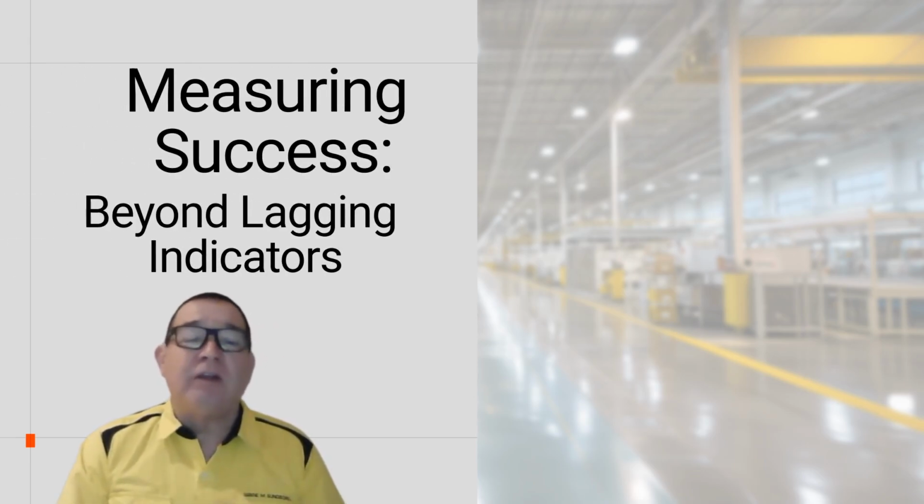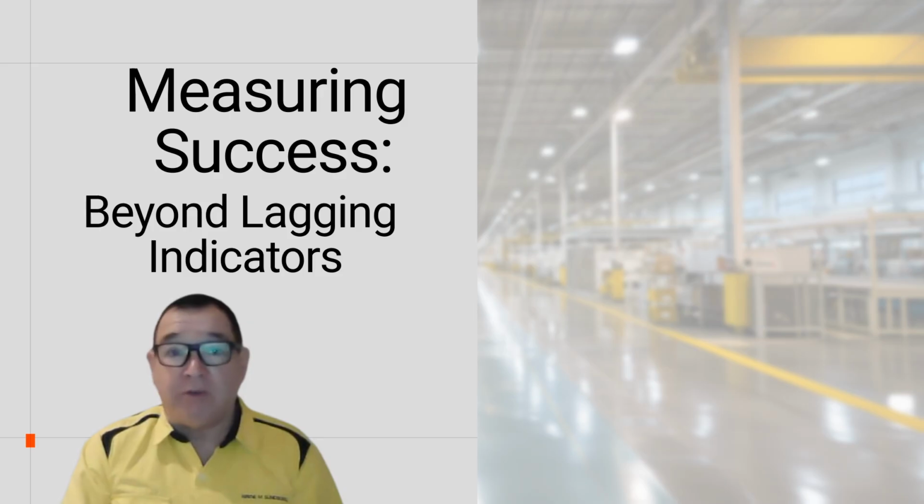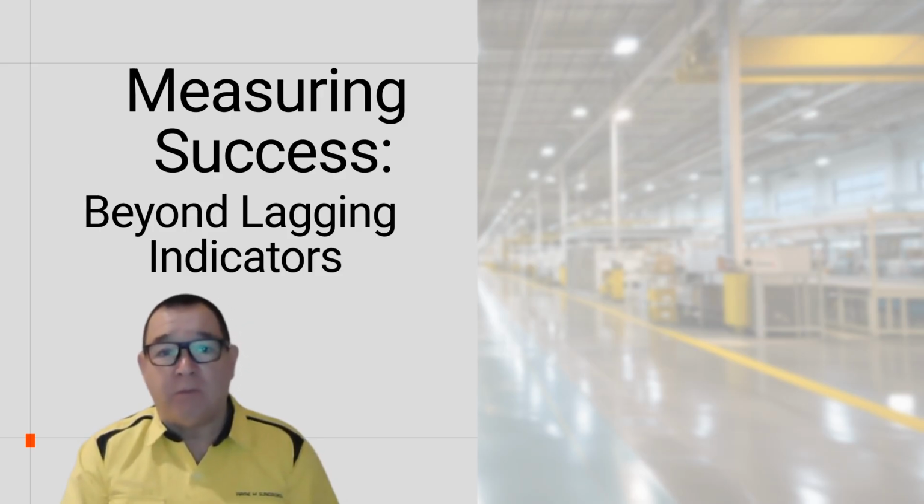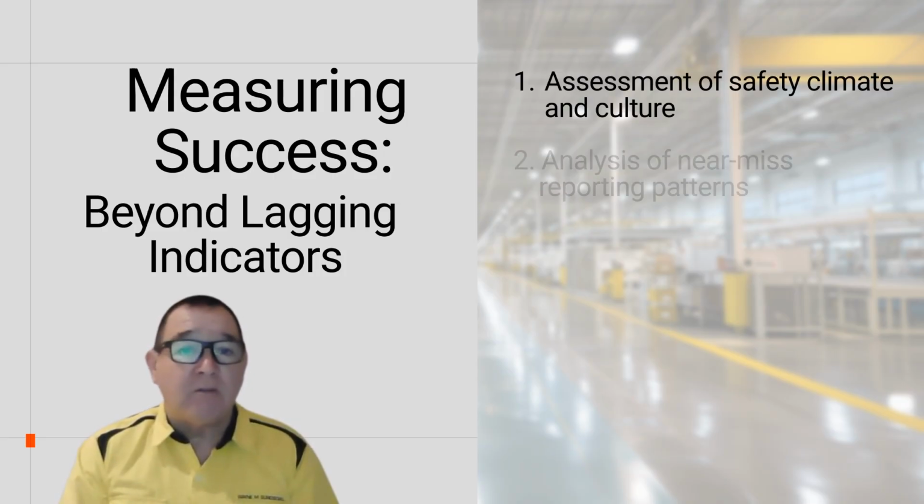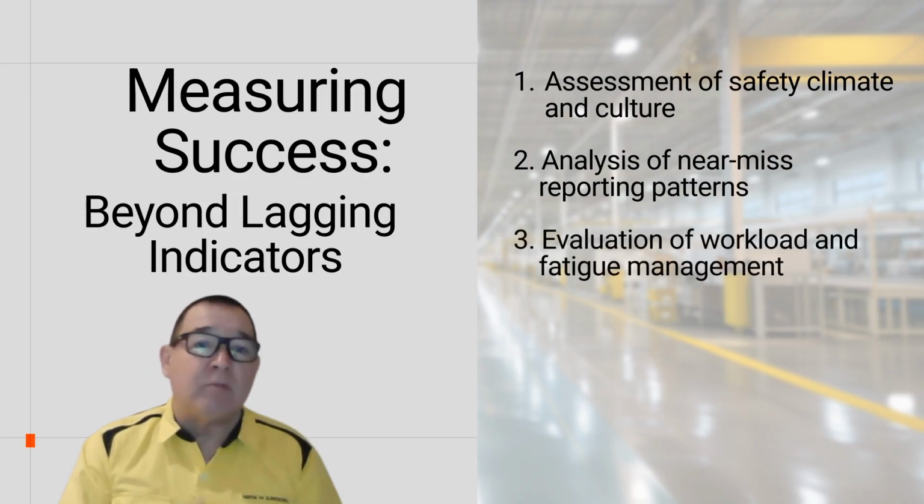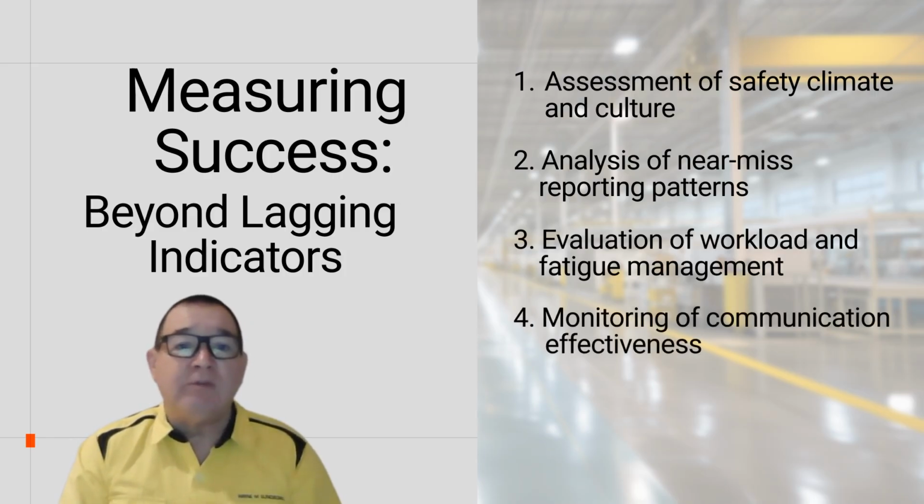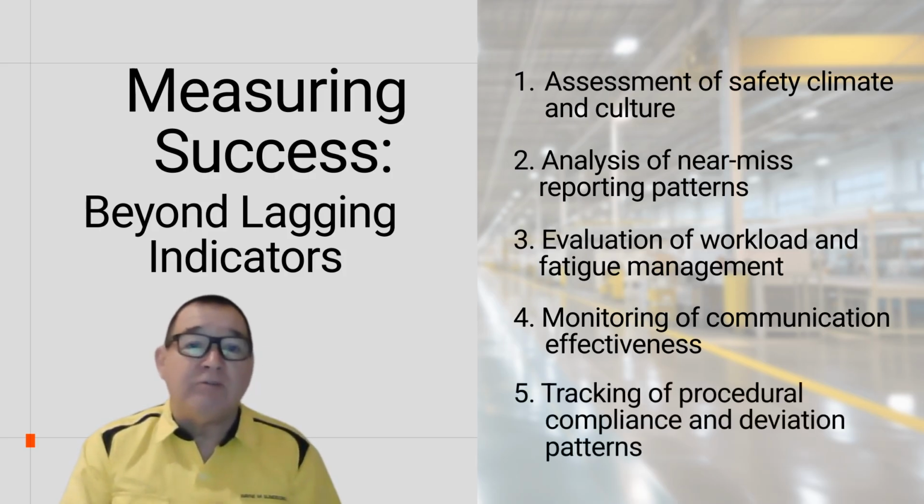Beyond lagging indicators. Traditional safety metrics focus on injury rates and compliance scores, important but reactive measures. Human factor analysis enables proactive measurement through assessment of safety climate and culture, analysis of near-miss reporting patterns, evaluation of workload and fatigue management, monitoring of communication effectiveness, and tracking of procedural compliance and deviation patterns.